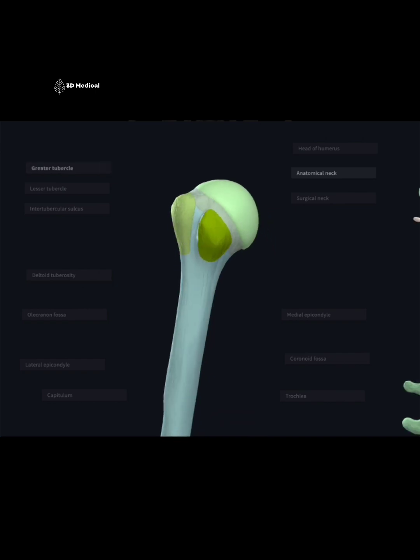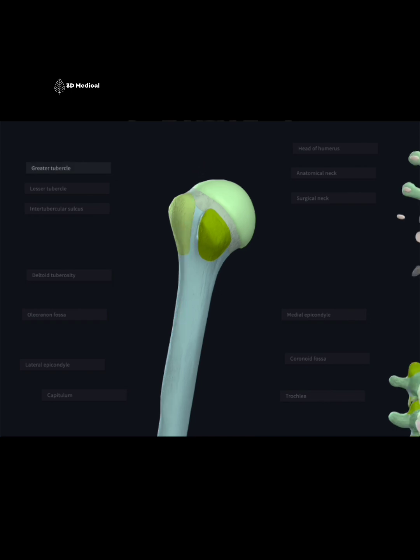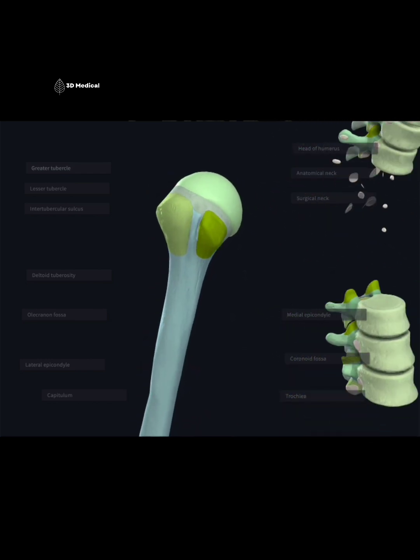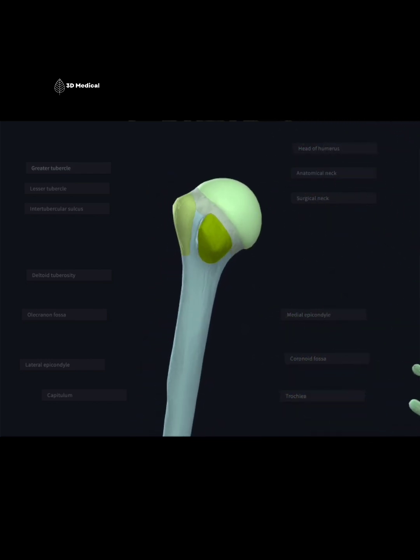Here we have the greater tubercle and the lesser tubercle. In between them runs the intertubercular sulcus. The tubercles are the attachment site for many of the scapulohumeral muscles, but sometimes it's not all about attachment.